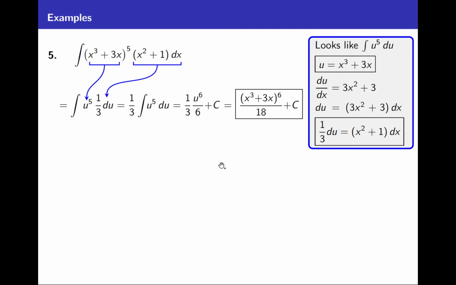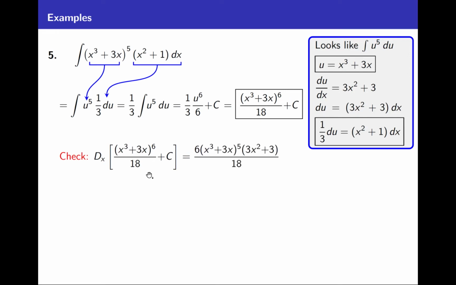Now before moving on, let's check this, make sure we really did it right. We want to take the derivative of our answer and make sure we get our integrand. So we do d/dx of (x cubed plus 3x) to the power of 6 over 18 plus C. Now, this is a constant of 1 over 18 multiplied by the (x cubed plus 3x) to the power of 6. We just use the constant multiple rule there. So the 18 stays on the bottom. Use the generalized power rule to differentiate the top.